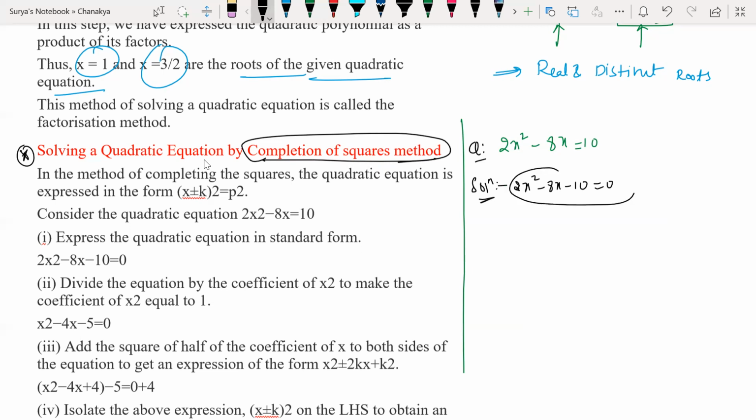Complete square is nothing but, beta, making the given expression... Are you guys listening to the class? Focus. Yes, sir. The given quadratic equation, we have to make as a perfect square, which is nothing but x minus 2 whole square is equal to 0.